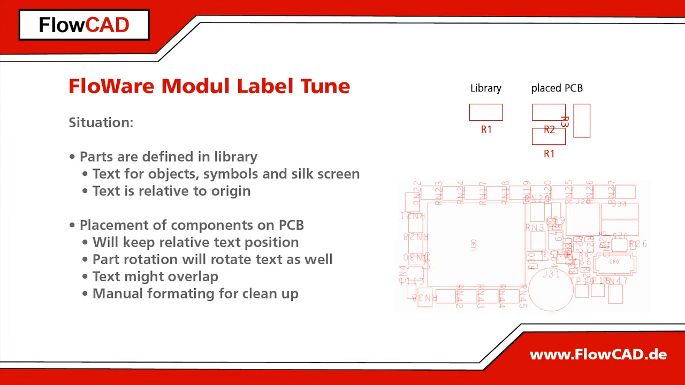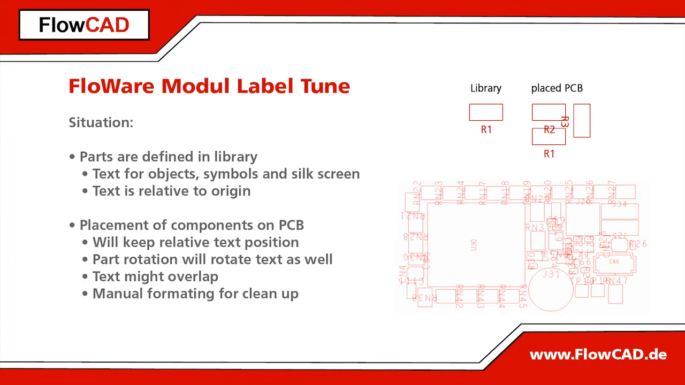When layouting a PCB, the describing text of objects or silkscreen comes from the library settings. In the library, you define the size and the position of such text. But when you place the library parts, you may want to rotate or mirror the components, and the text might overlap or become unreadable. The manual cleanup of text formatting may take a while.